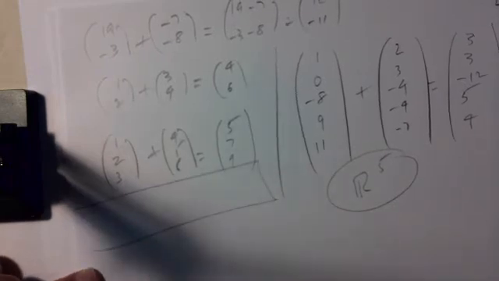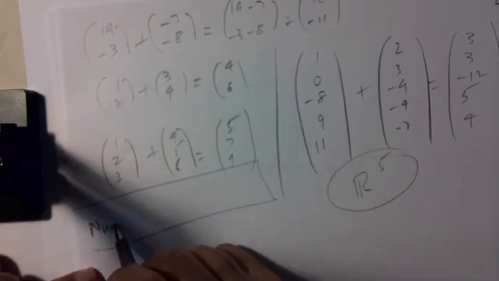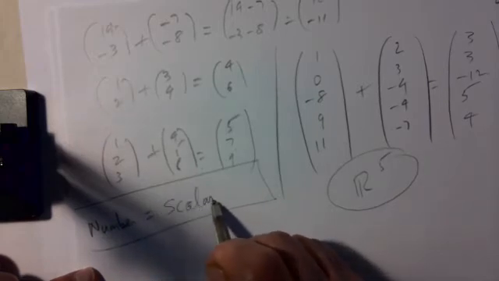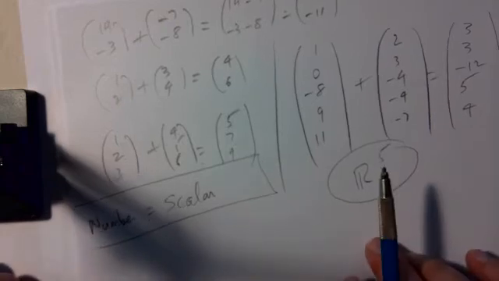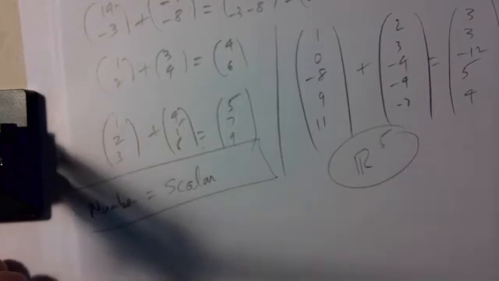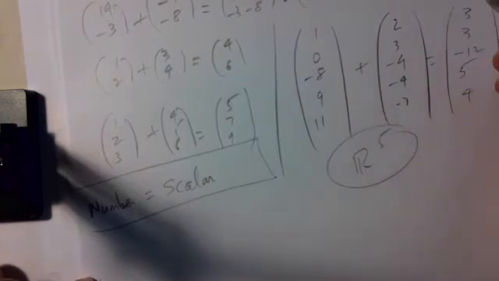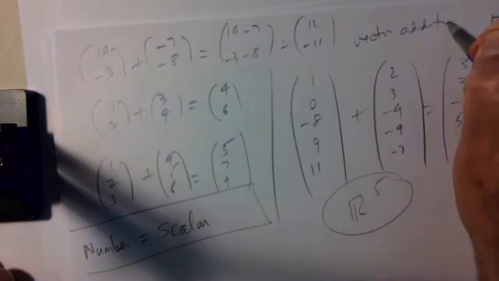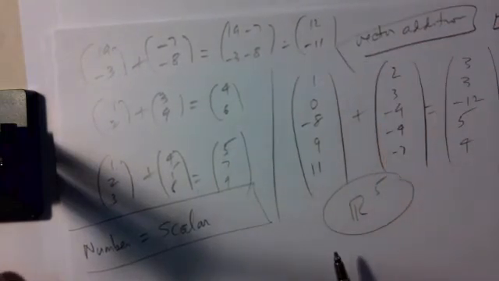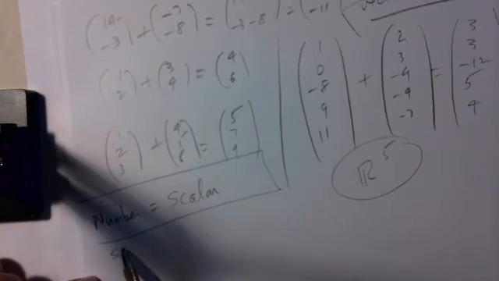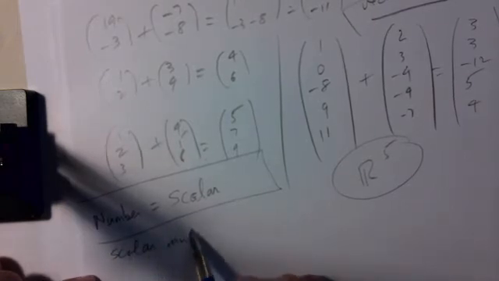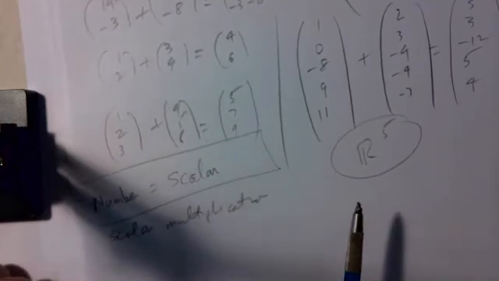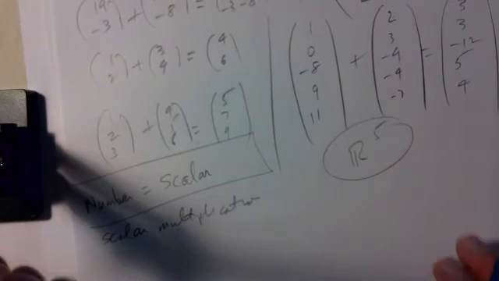Now, in linear algebra, we often use a word for number, which is scalar. So scalar is just another name for a number. And what I've described here is vector addition. This is the rule for adding vectors. And there also is an operation called scalar multiplication. When you take a vector and multiply it by a scalar, which means a number.